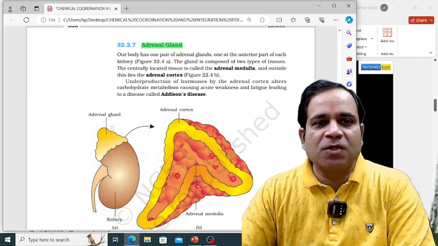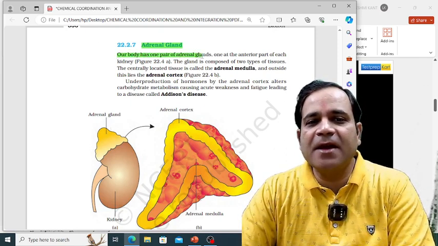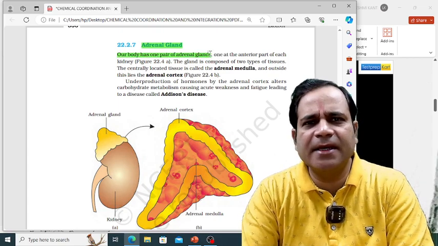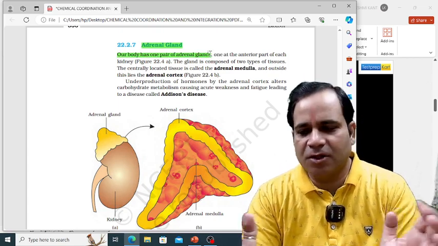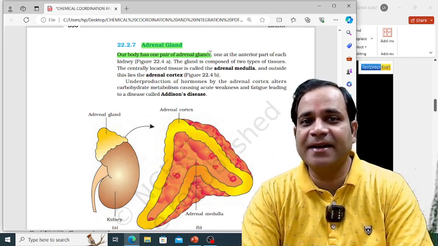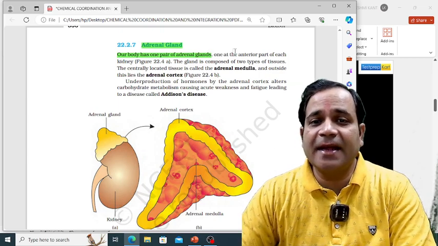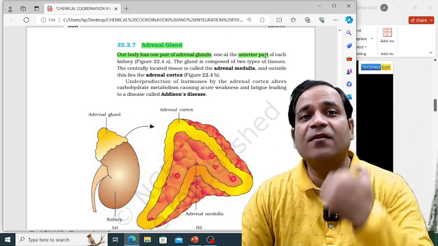Adrenal gland. Our body has one pair of adrenal glands, one pair because the kidney has two. That's why on the top of the kidney there is a cap-shaped structure known as what? Adrenal gland. Very good. So one is at the anterior part, that is the front part.